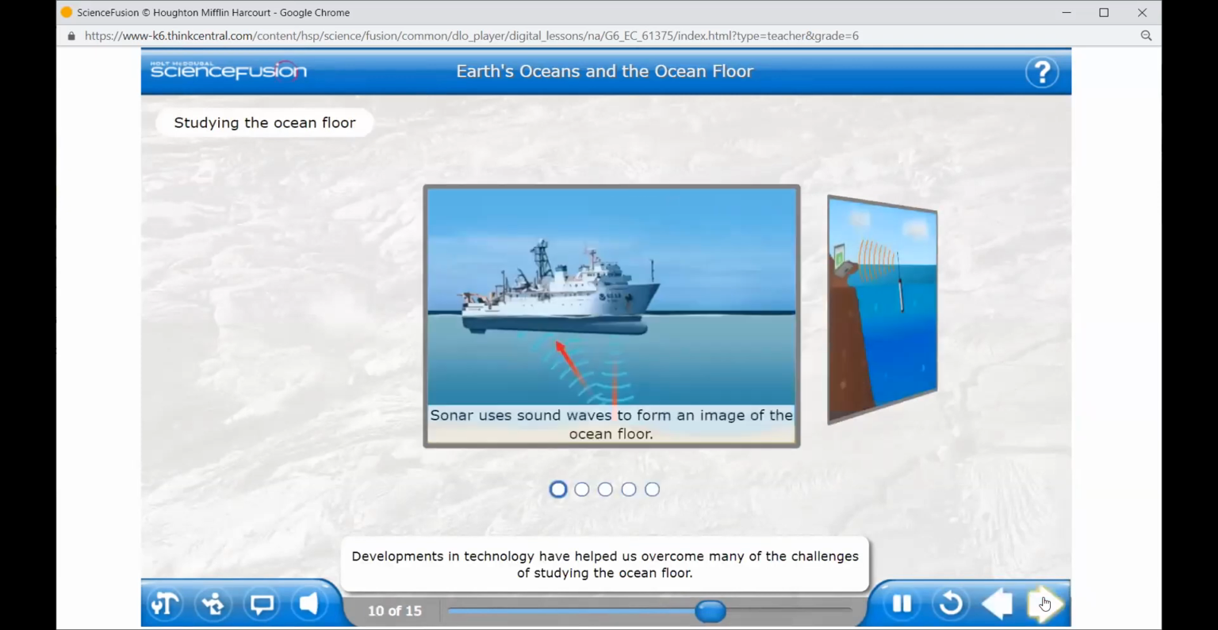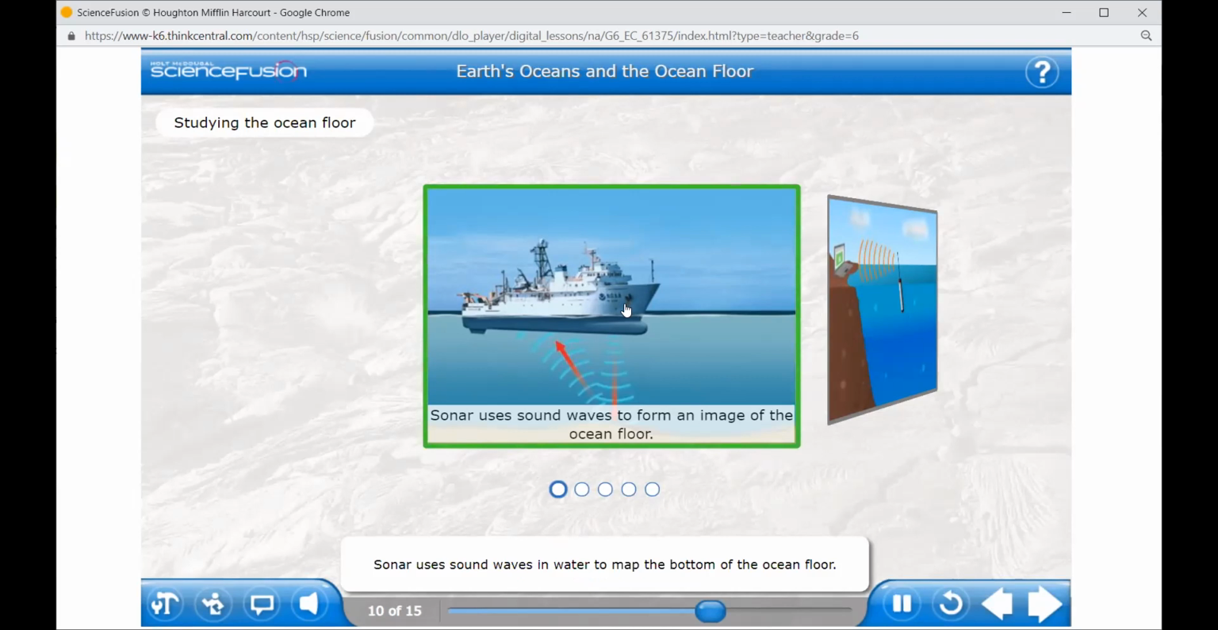Developments in technology have helped us overcome many of these challenges. As I told you, sonar, we spoke about satellite, we spoke about devices which are deep inside the ocean. Okay, and they can be regulated via remote ROVs. And finally, we have the sea drillers, how we drill down and they check it. So one by one, we'll see again.